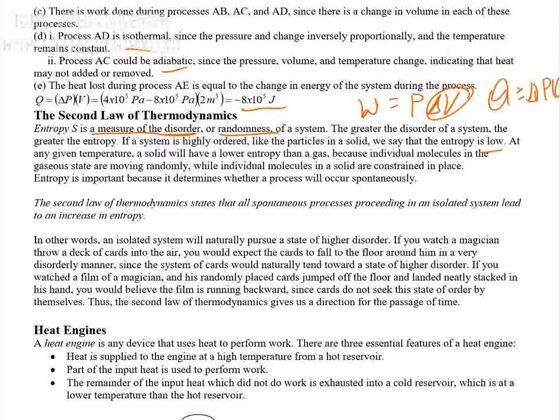At any given temperature, a solid will have lower entropy than what? Gas, because the individual molecules in a gaseous state are more random, while individual molecules in a solid are contained in place. Entropy is important because it determines what? Whether the process occurs spontaneously or not. Therefore, the second law of thermodynamics states that all spontaneous processes proceeding in an isolated system lead to what? Increase in entropy.